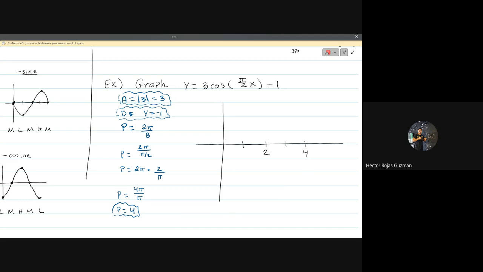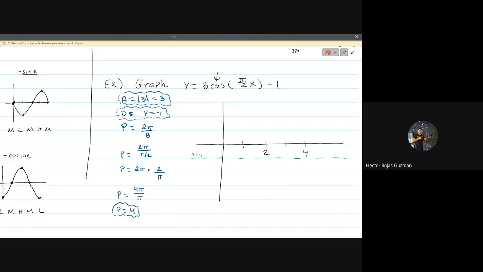Okay, now we're going to go ahead and throw in the midline. The midline is -1. You can see it there, you can see it here. So I'm just going to go ahead and put a little dashed line right here at -1. Y equals -1. That's going to be the center of your graph. So make sure you structure it.